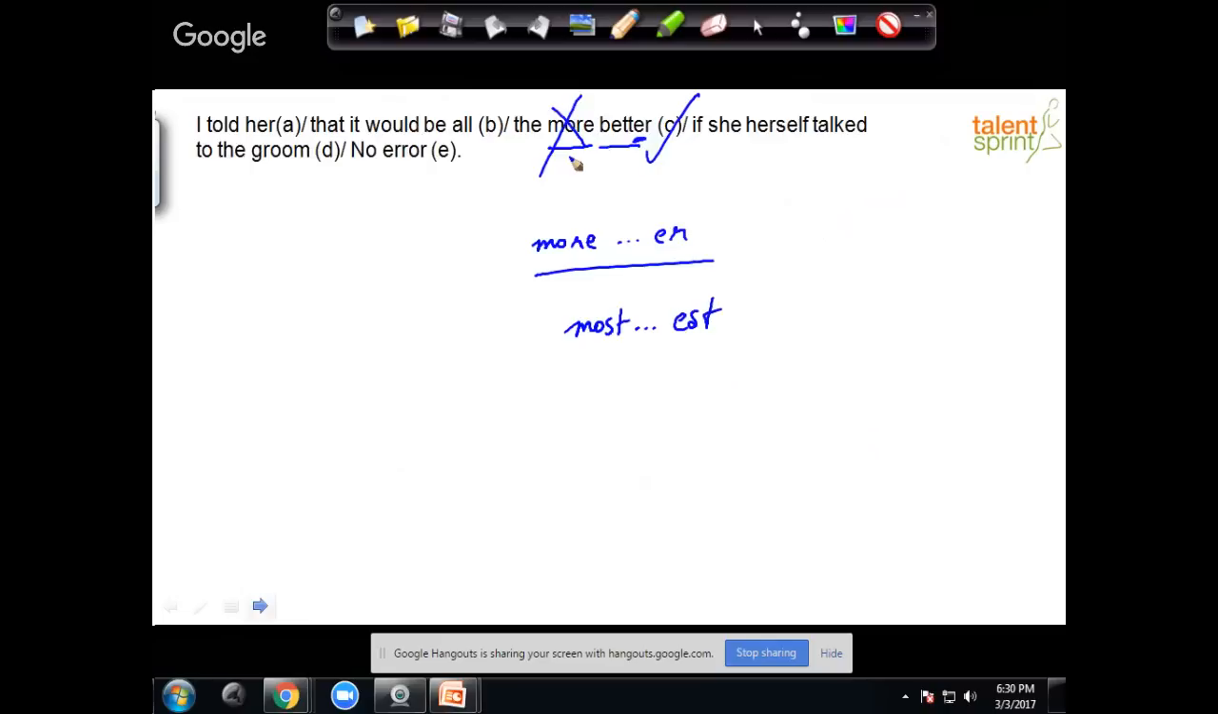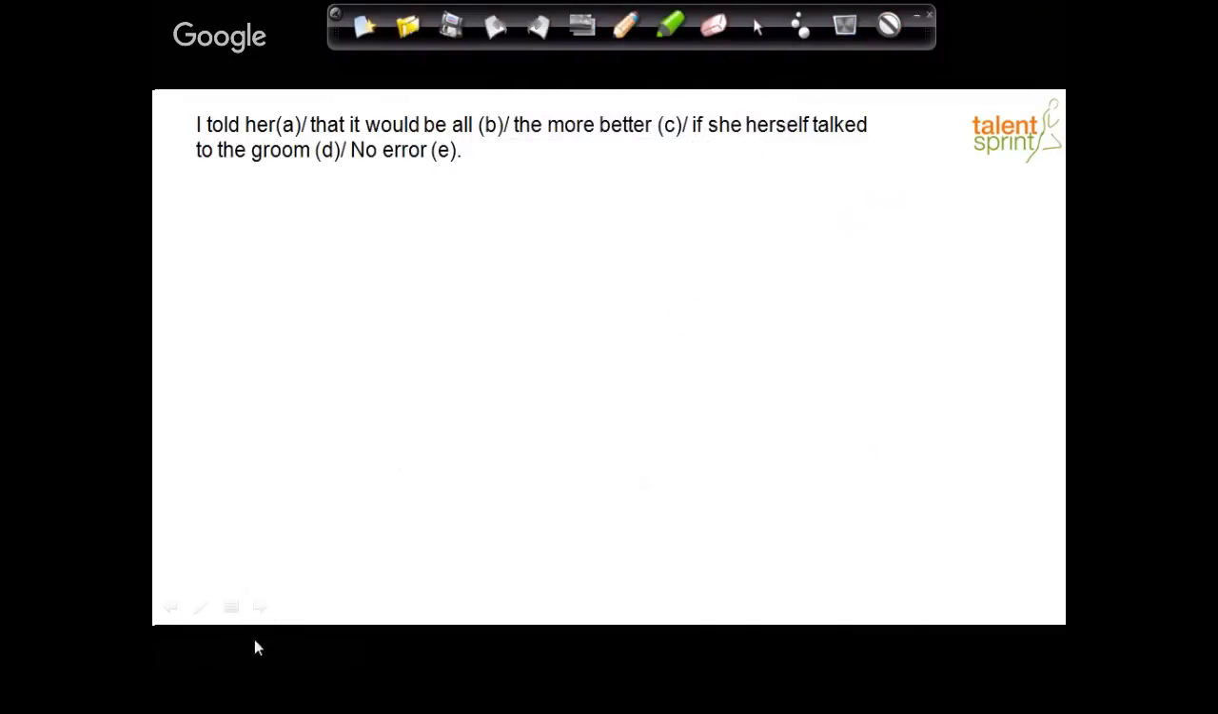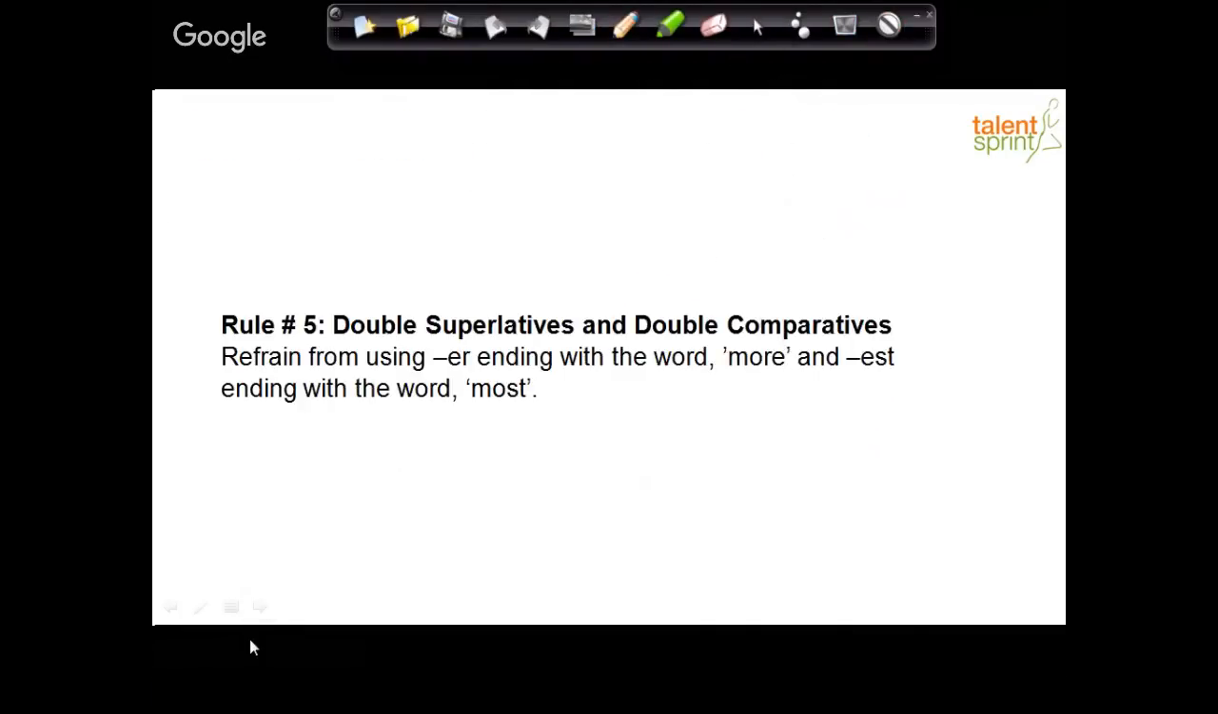Okay. So shall we move on? So rule number 5, double superlatives and double comparatives. So basically it's saying refrain from using ER ending with the word "more" and EST ending with the word "most," right?